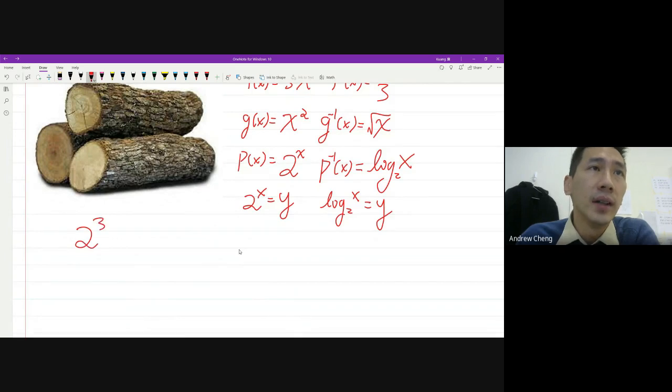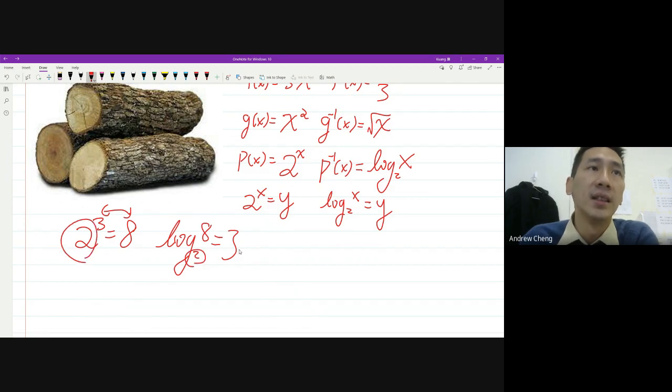2 cubed equals 8. When I write this into logarithmic form, they both have the same base, which is 2. So 2 here, and you put your result 8 on the top right corner of log, and then equal 3. So you basically flip the 3 and 8, switching their places with the same base. This is the log form.